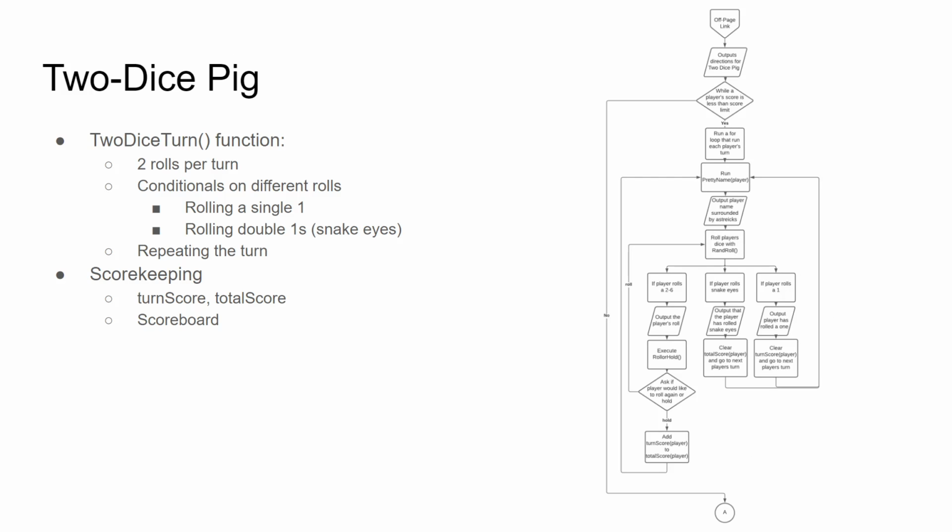Scorekeeping-wise, turn score tracks a player's score during the turn, and total score tracks the player's total score. The scoreboard function displays each player's score after a cycle of finished turns.